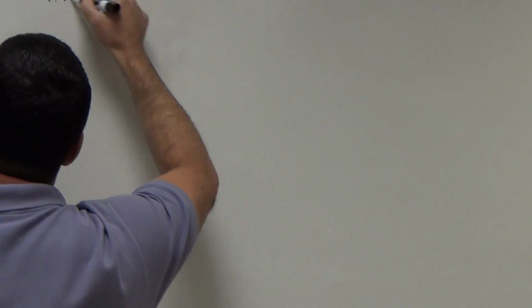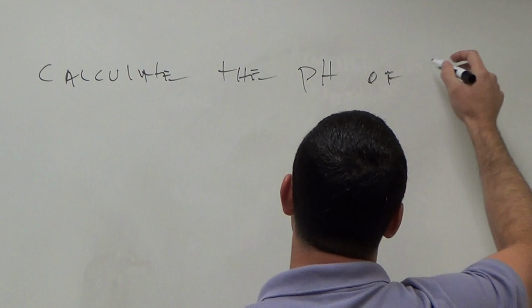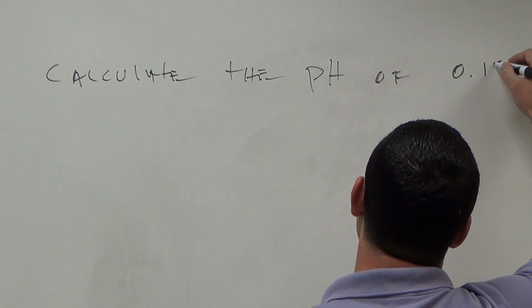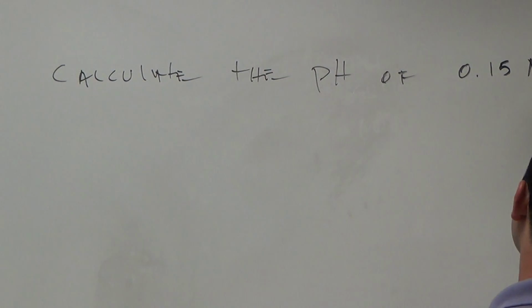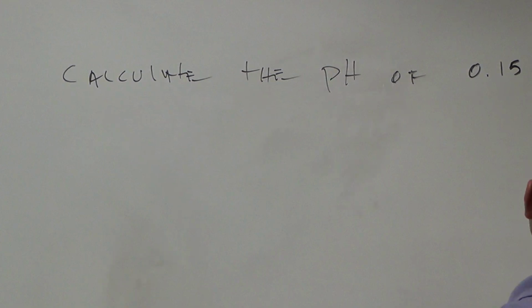All right. So calculate the pH of 0.15 molarity HClO4 solution.